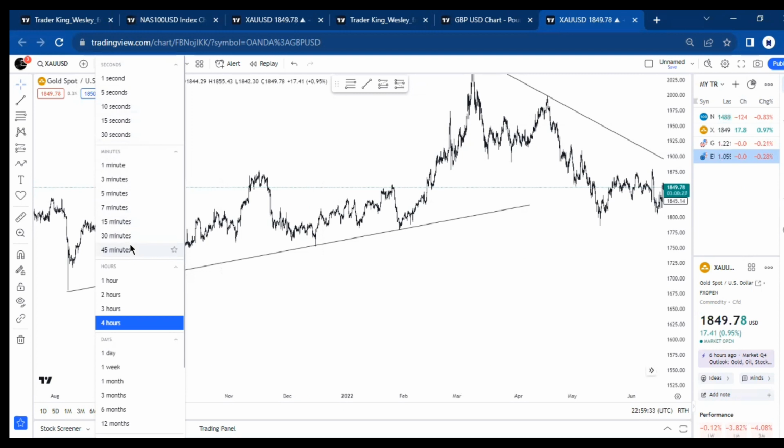If you go to MT5, you're going to see different time frames. Maybe you're just going to see the 1 hour, the 4 hour, the daily, the weekly, the monthly, the 15 minutes, the 30 minutes, the 5 minutes, and the 1 minute. You wouldn't really see the seconds time frame. That is why we go to TradingView, because it has a better interface.